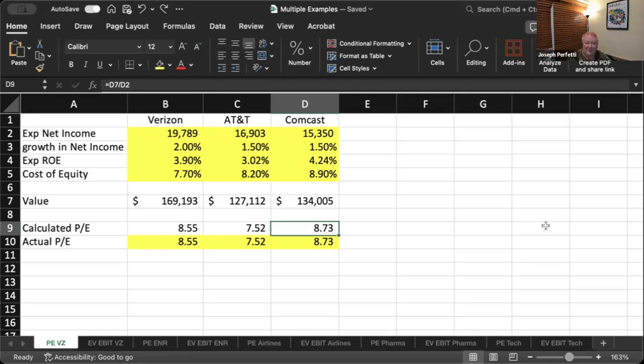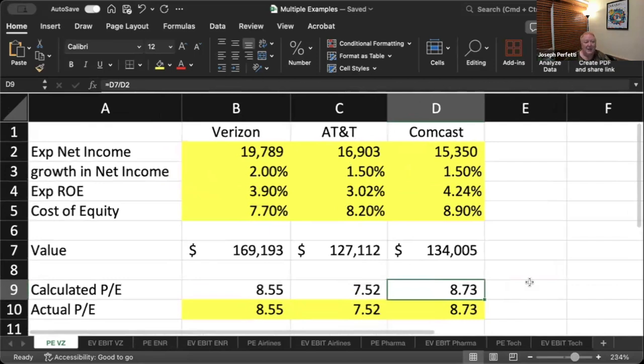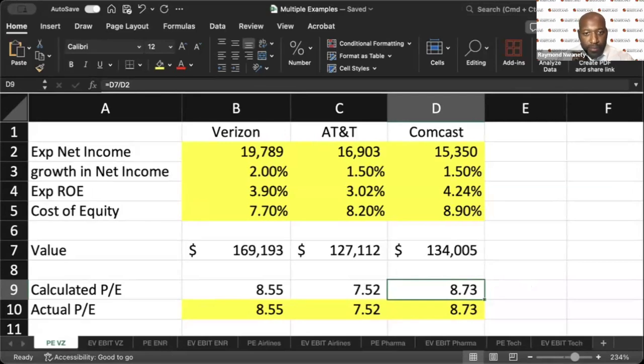Time to practice. Somebody explain to me why AT&T is trading at a discount to Verizon. Try and make these numbers a little bigger. Why is AT&T trading at a discount to Verizon? Let's take a shot at that. All right, Raymond. AT&T has a higher risk because the cost of equity is higher than Verizon. Okay, the 8.2 versus the 7.7. It has a lower growth rate than Verizon, 1.5 versus 2. Got to use numbers.